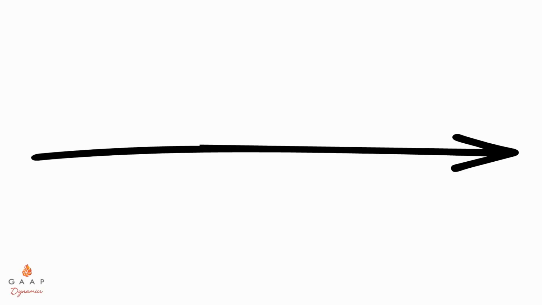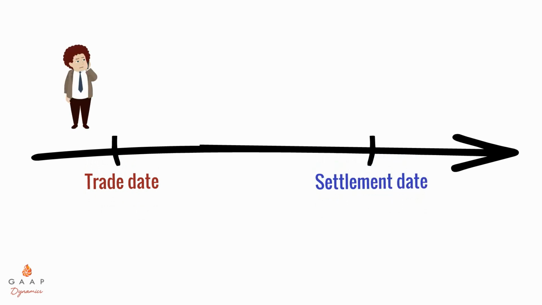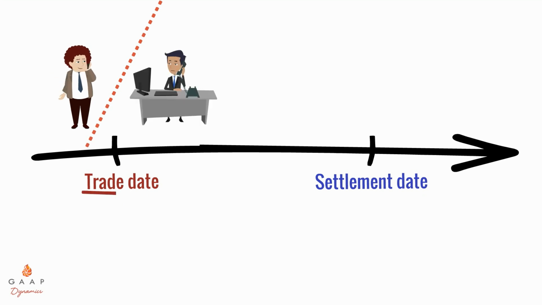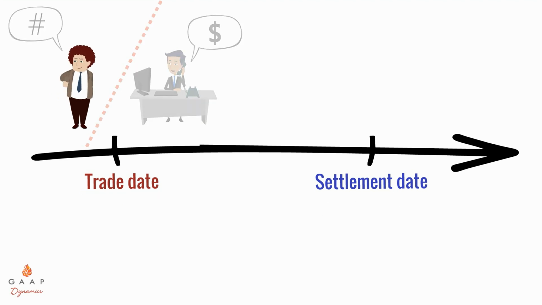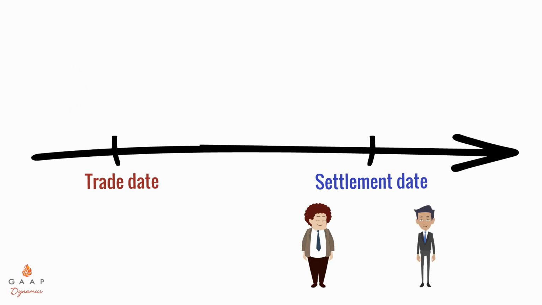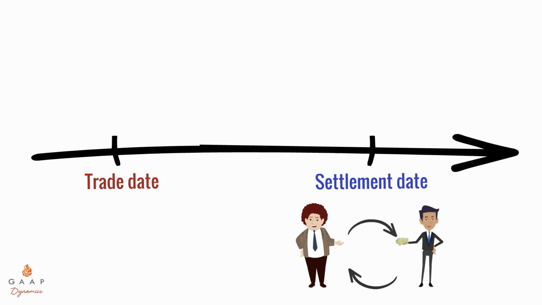As for the timing of initial recognition, there are two primary dates typically surrounding the acquisition of an investment: the trade date and the settlement date of the transaction. The trade date is the date in which the order to purchase the investment is placed, typically with a broker. On this date, the quantity of the investment purchase and the price to be paid is agreed. The settlement date is, as the name suggests, the date in which the transaction is settled. The investment is delivered to the buyer, and the consideration is transferred from the buyer to the seller.